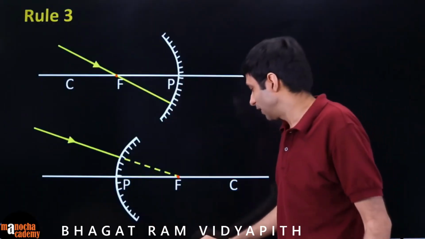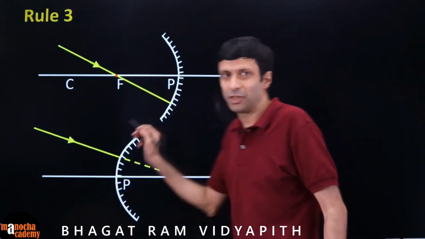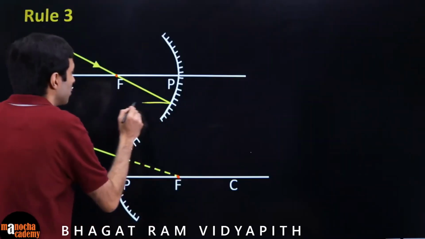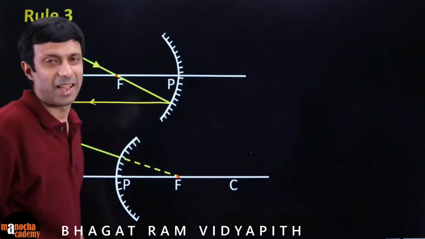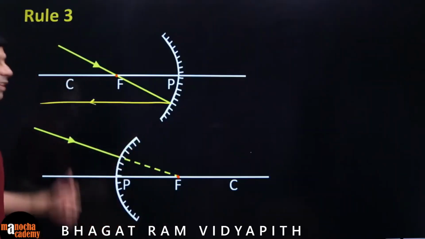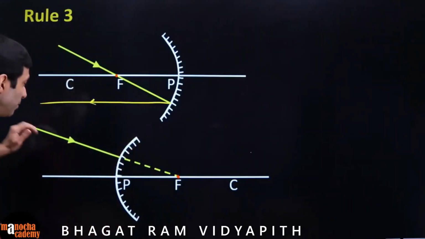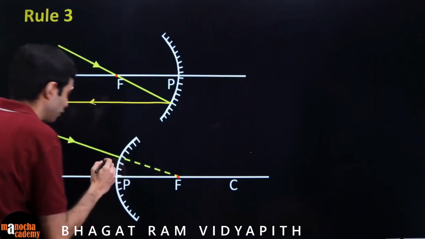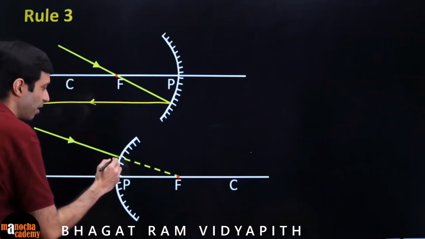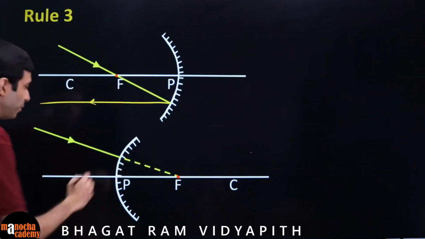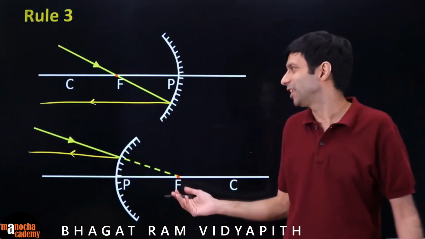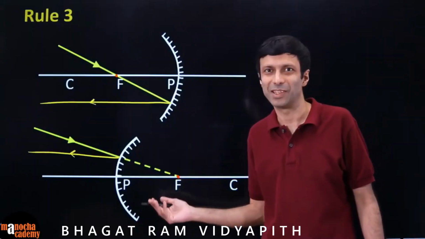Ray of light passing through the focus after reflection becomes parallel to the principal axis. So this is what's going to happen. There you go. So after reflection, it becomes parallel to the principal axis. Similarly here, a ray of light passing through the focus after reflection is going to become parallel to the principal axis. There's our answer. Clear? So you can clearly see rule 1 and rule 3 are reverse of each other.